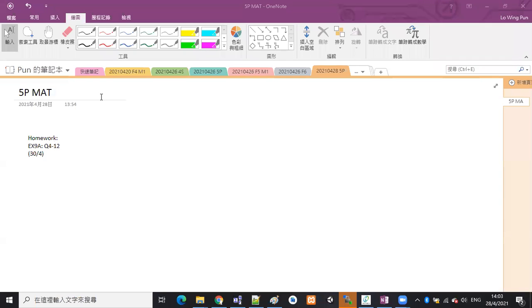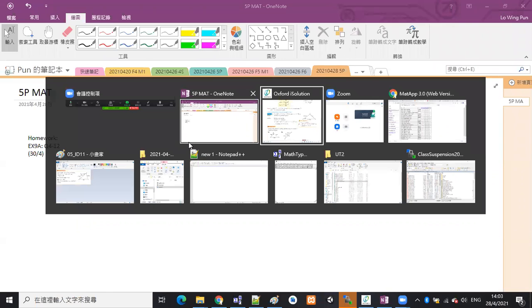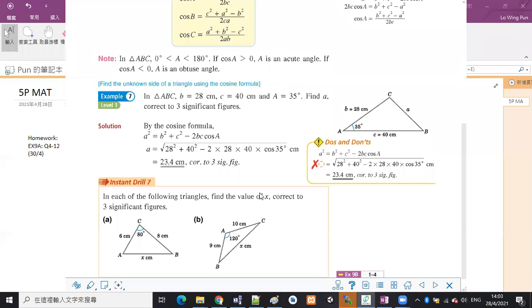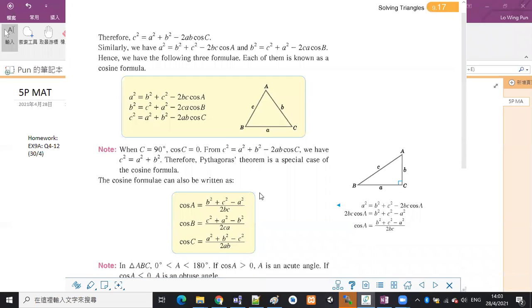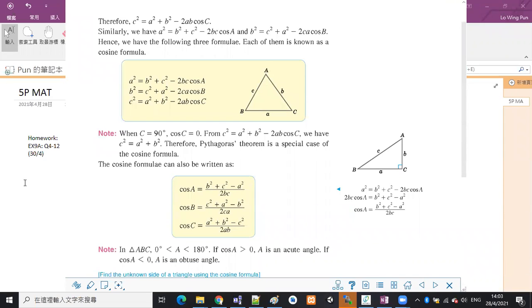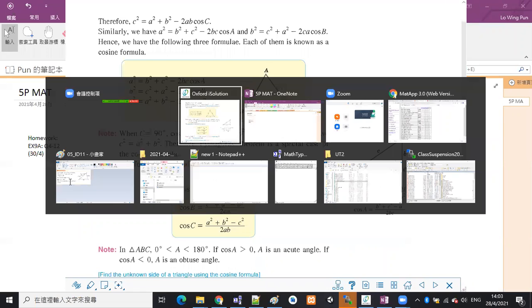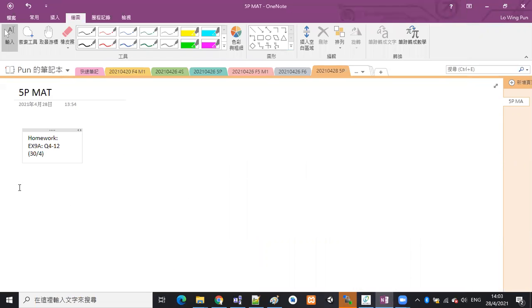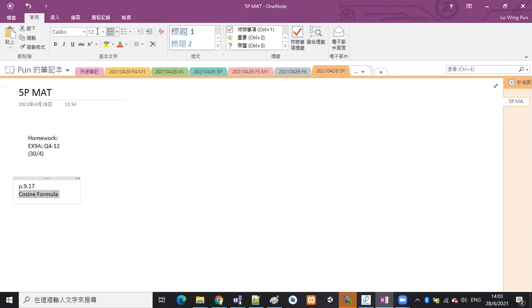But today I would like to start a new section, which is about the second formula. Let's go to page 9.17. We are going to learn about the cosine formula, the second formula. The setting is like this.